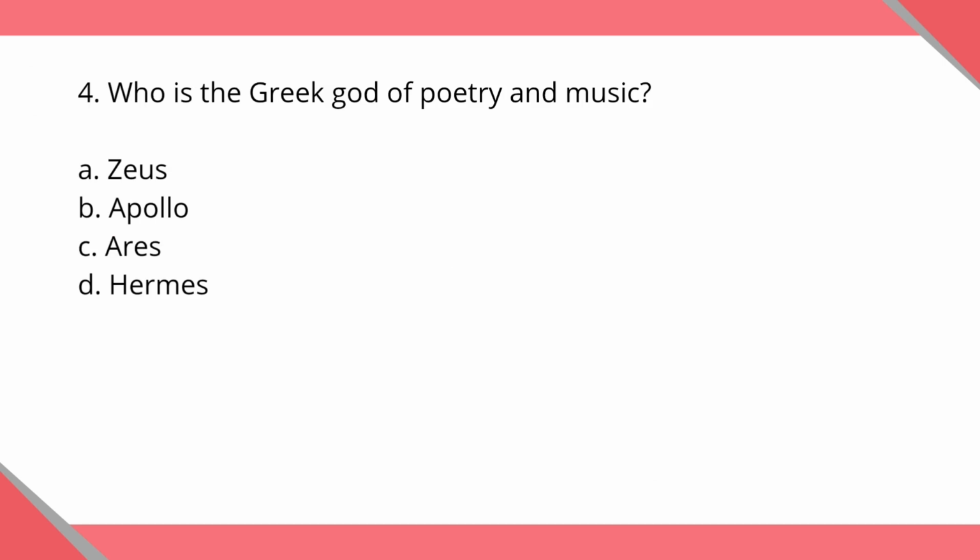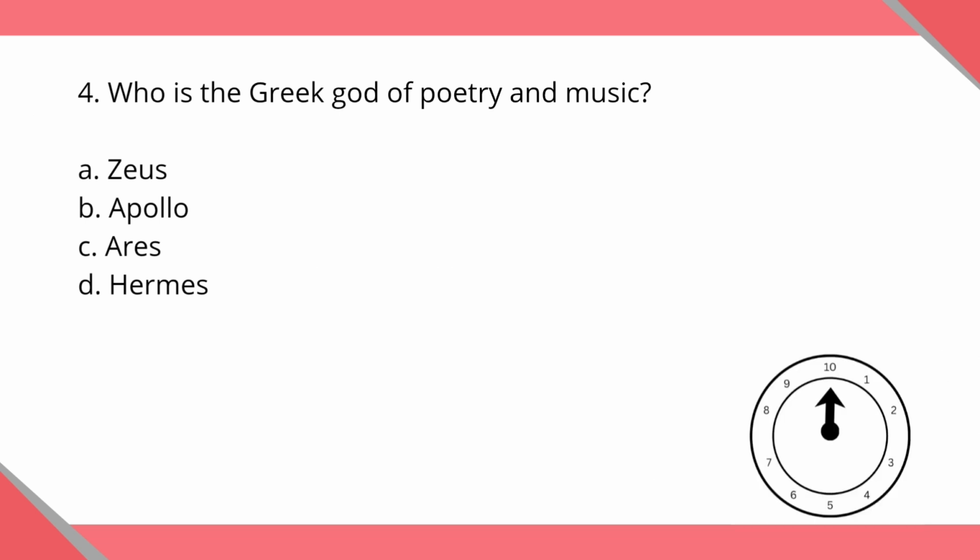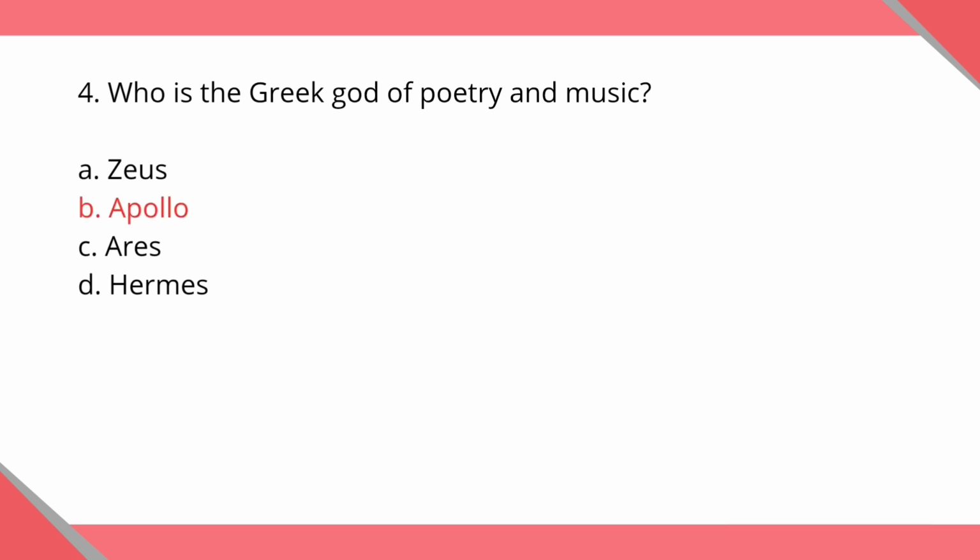Question number 4. Who is the Greek god of poetry and music? Letter A. Zeus. Letter B. Apollo. Letter C. Ares. Letter D. Hermes. The correct answer is letter B.